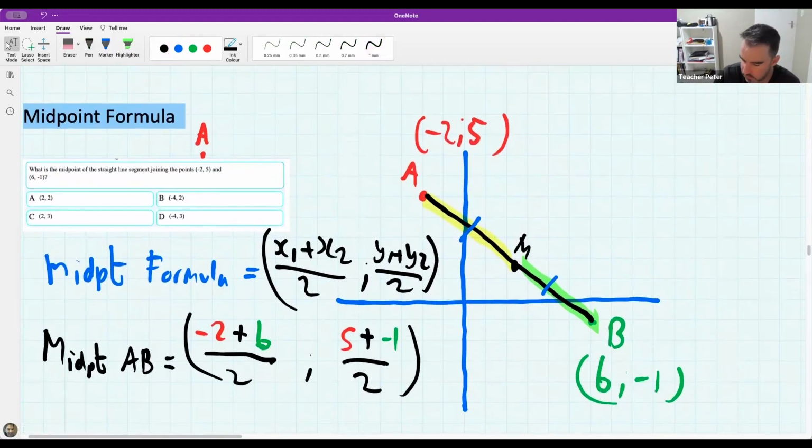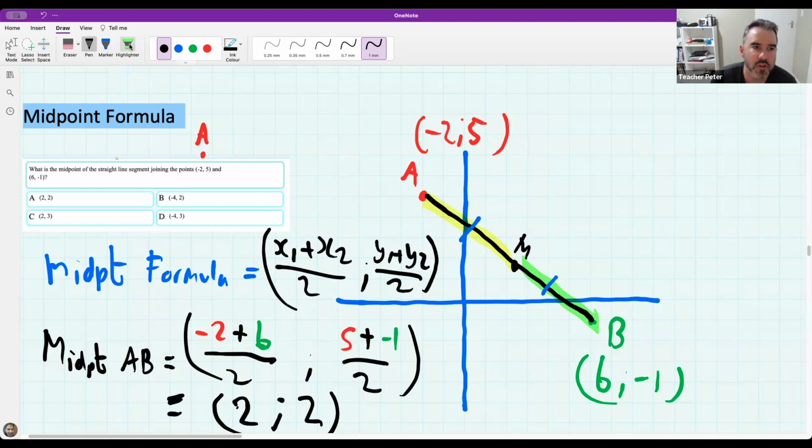Which one do you think is correct? Minus 2 plus 6 is 4. But 4 needs to be divided by 2, which means this must be a 2. 5 plus minus 1 is 5 take away a 1, which is 4, divided by 2 is 2. So the correct answer is A.